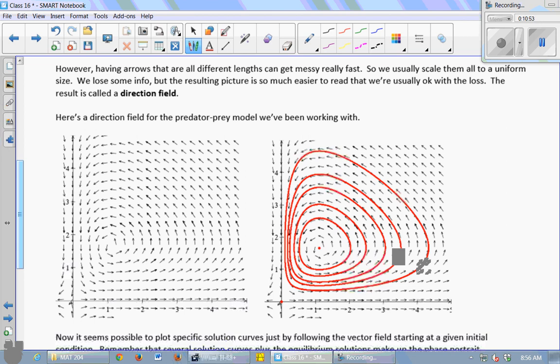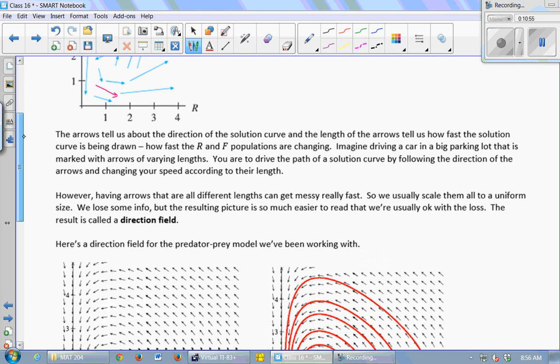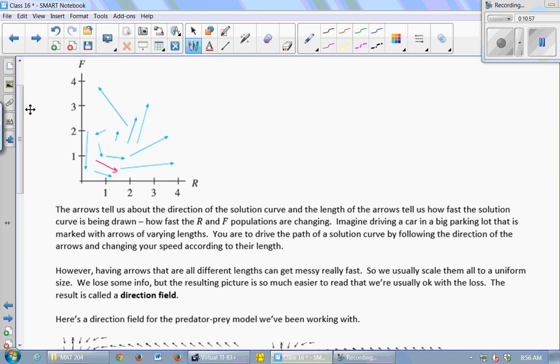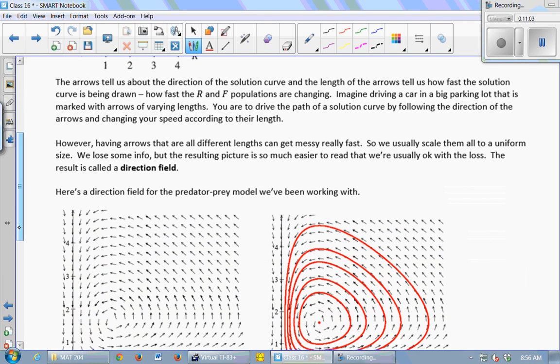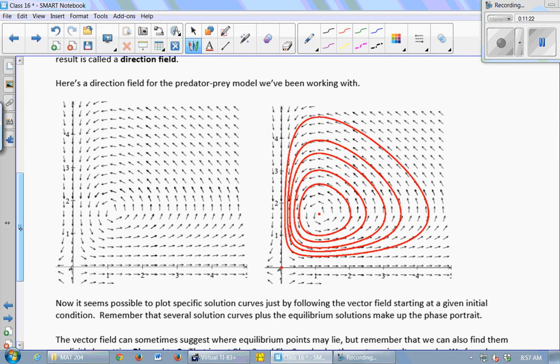But, okay, so the problem with a vector field is that when you have arrows of all different lengths, it can get messy very fast, and they start to cross over each other, and it's hard to see what's happening. So usually we scale them all to a uniform size, and you do lose some information about the speed, about what's happening in time, but the resulting picture is so much easier to read that we usually are okay with losing that information. And the result is called a direction field.